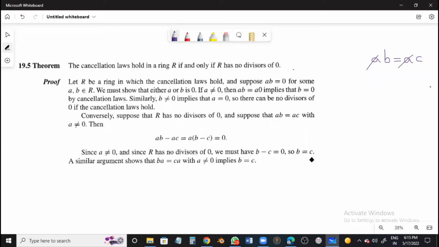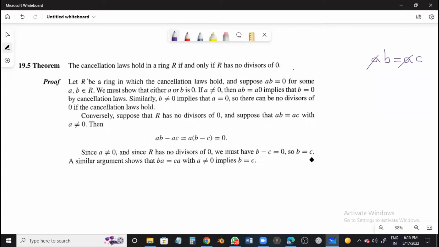So in this case, what we mean to say, there are two parts of this statement. Cancellation laws hold in a ring, and second part is R has no 0 divisors. So these are equivalent statements. If cancellation laws hold, then R has no 0 divisors. And if R has no 0 divisors, then cancellation laws hold. This we mean to say. Now let us go with the proof.